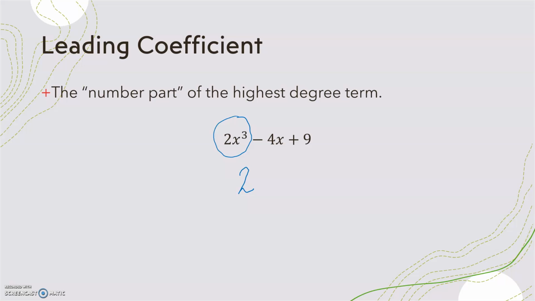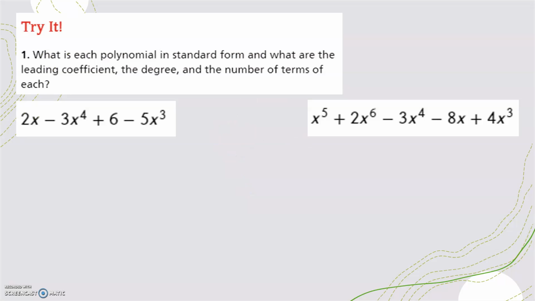If your polynomial is written in standard form, the leading coefficient is the first thing you see. If it's not written in standard form, you might have to do a little hunting to find it. Right? So here are some examples.